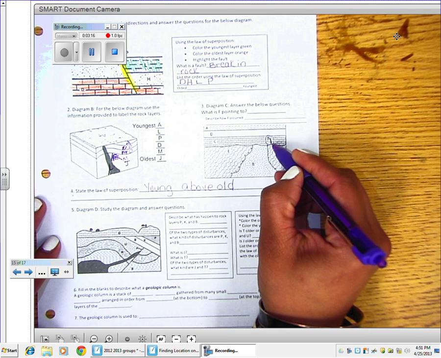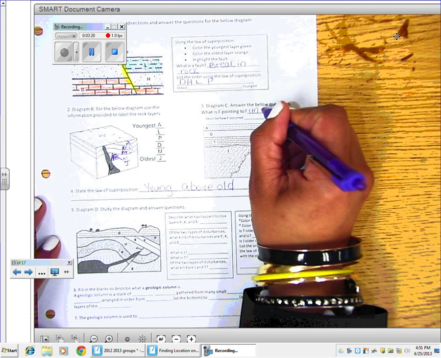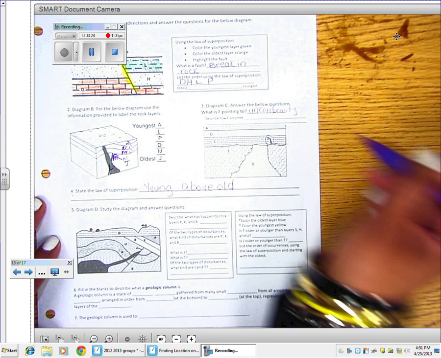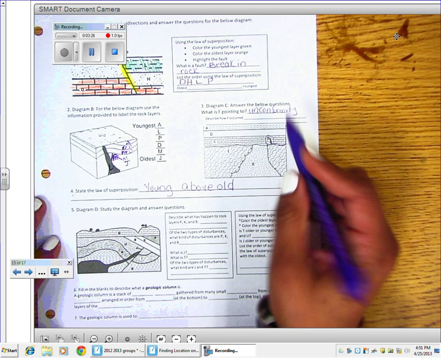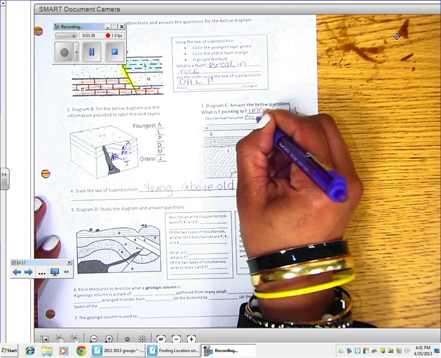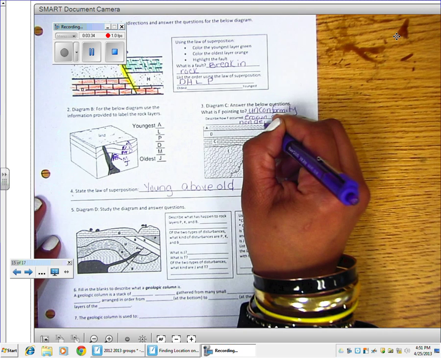This is F here, pointing to this squiggly line here, and that is an unconformity. Describe how F has occurred. F has occurred either through erosion or non-deposition.